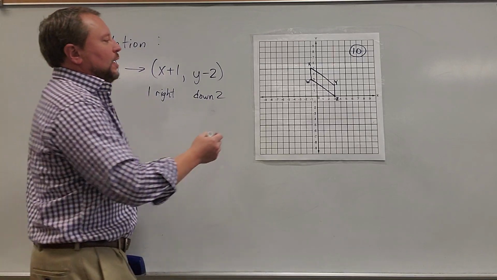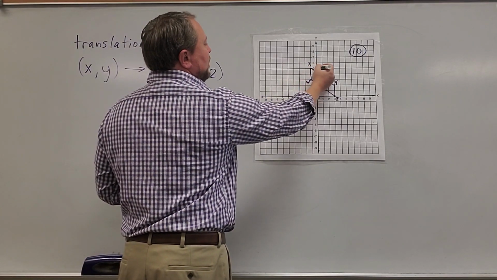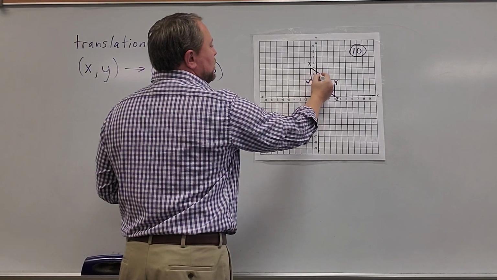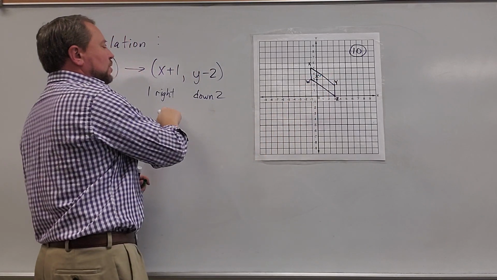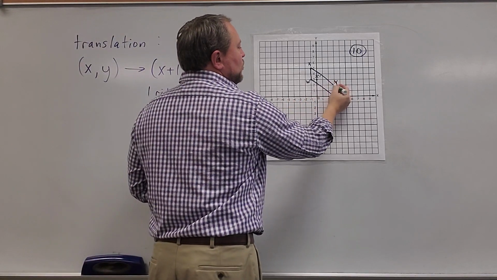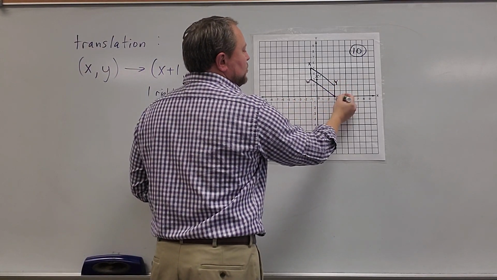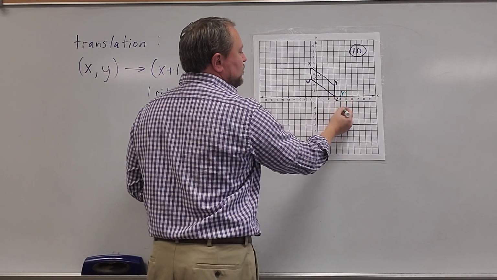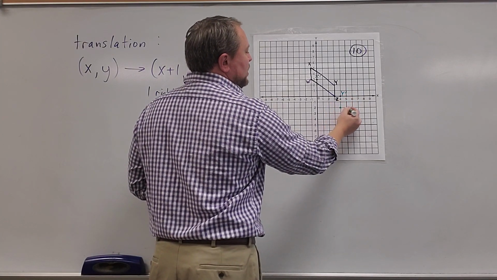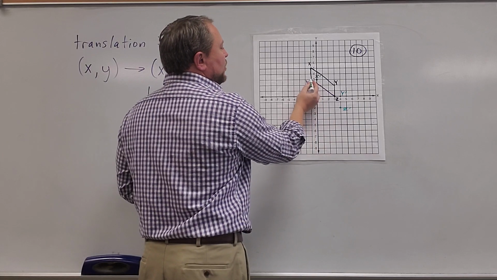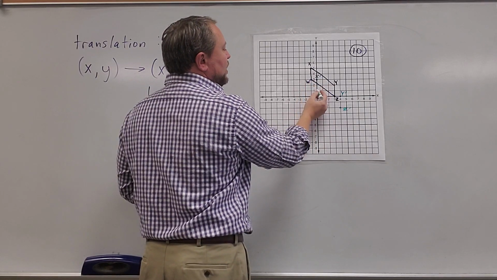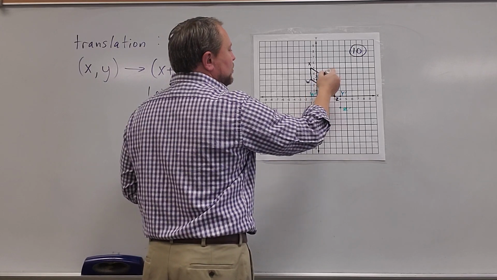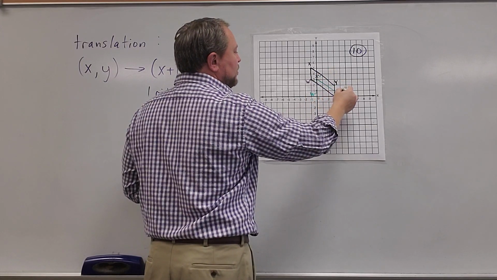So 1 to the right, down 2. So there's the new x prime. 1 to the right, down 2. There's the new y, y prime. 1 to the right, down 2. There's the new z, z prime. For the w, 1 to the right, 2 down. There's the new w, or w prime. So here's the new figure.